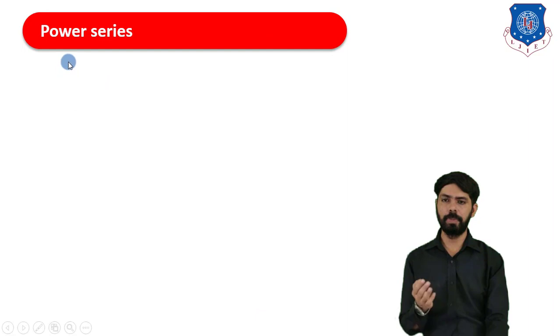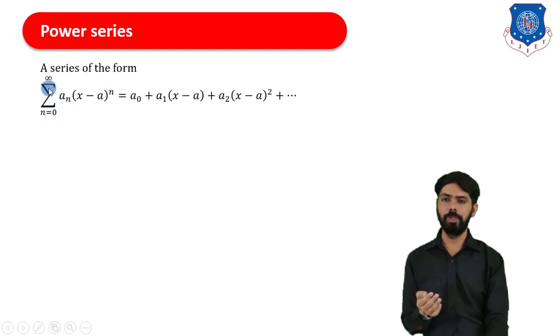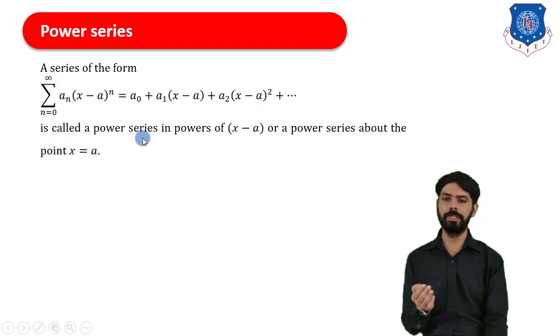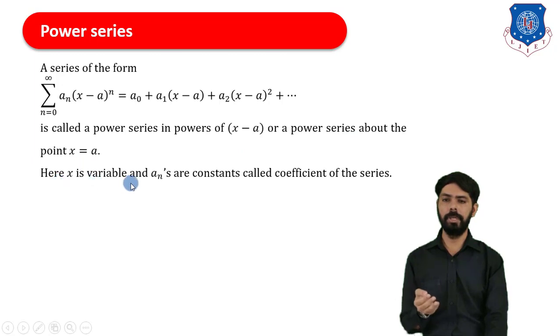Now we will discuss power series. So a series of the form sigma n equal to 0 to infinite an into x minus a raised to n is equal to a0 plus a1 into x minus a plus a2 into x minus a raised to 2 plus so on is called a power series in powers of x minus a, or a power series about the point x equal to a. Here x is a variable and ans are constants called coefficients of the series.